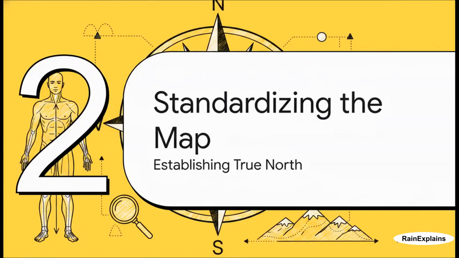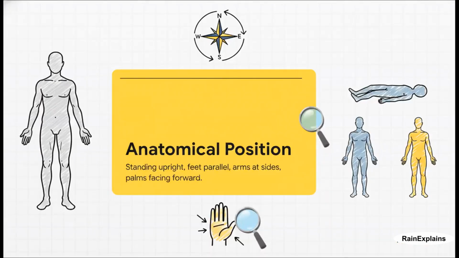Moving right along to Section 2, standardizing the body map, establishing true north. Think about it like this. Before a cartographer maps out a mountain range, they need a compass rose, right? Anatomy requires the exact same baseline orientation, and that brings us to the anatomical position.